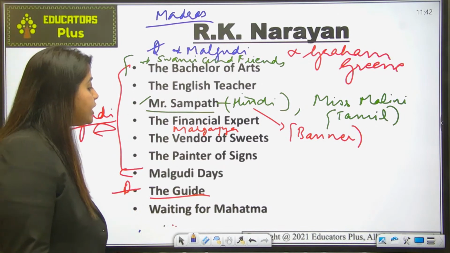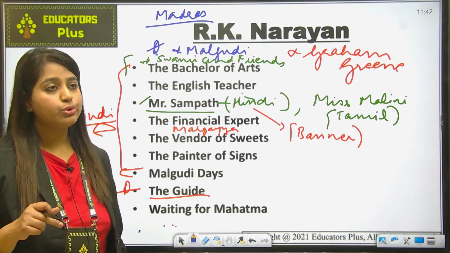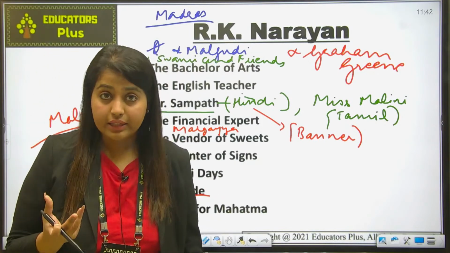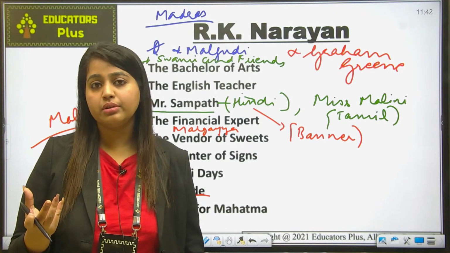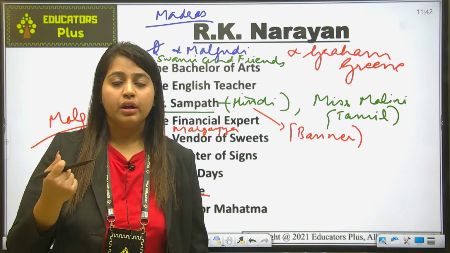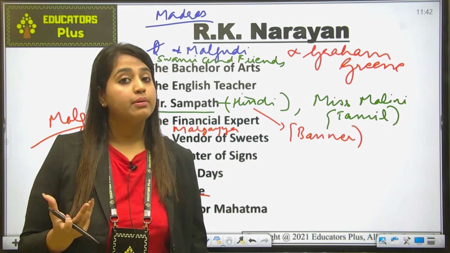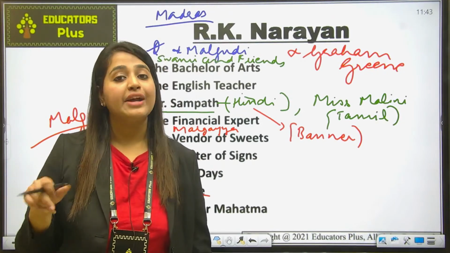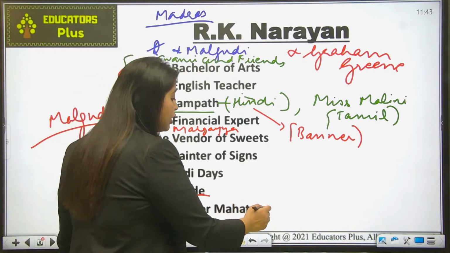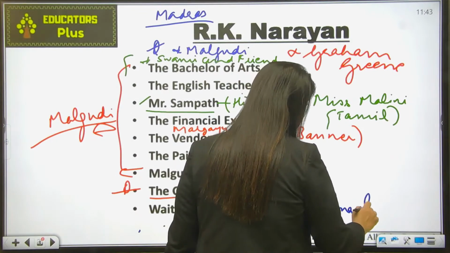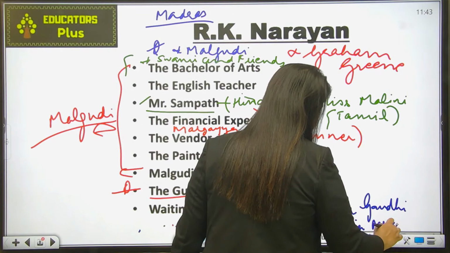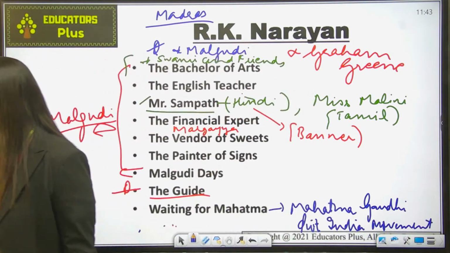Fine. Next is Waiting for Mahatma. Waiting for Mahatma is also an important work, and you should remember that it is based on the ideals of Mahatma Gandhi. It is set in the fictional southern town, Malgudi. The main character is Sri Ram, a follower of Gandhi, and his ideals have been shown in this work. The backdrop of the story is Mahatma Gandhi's Quit India movement. Please remember, the backdrop of Waiting for Mahatma is the Quit India movement.